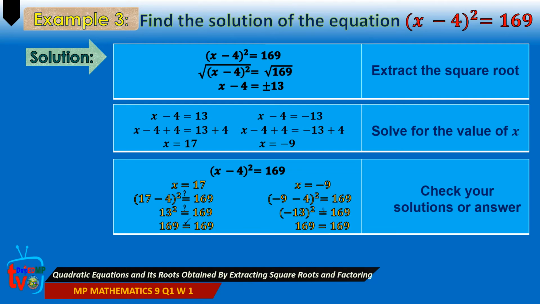Next, for x is equal to negative 9, we have negative 9 minus 4, the quantity squared. Is it equal to 169? So negative 9 minus 4 is negative 13. We get this, it is equivalent to 169. So the value of x, which is negative 9, is also correct.